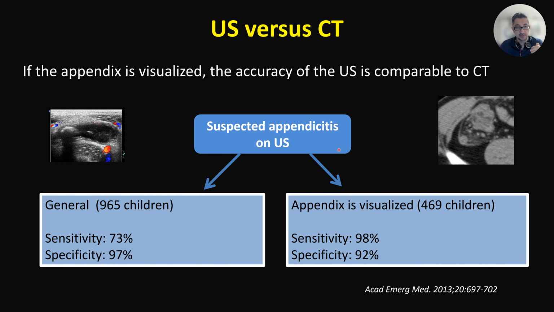Here I would like to share with you some numbers regarding the performance of ultrasound and CT. When the appendix is visualized, the accuracy of ultrasound is comparable to CT. In this study, they reviewed multiple centers for the performance of ultrasound, and they found these numbers. So when the appendix is not visualized, the sensitivity of ultrasound for the diagnosis is 73% and the specificity is 97%. When the appendix is visualized, the sensitivity goes up to 98% and the specificity is 92%.